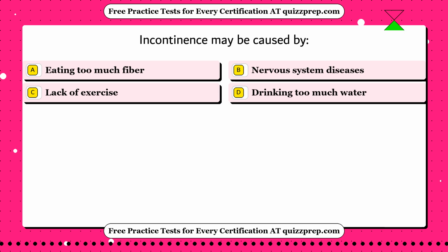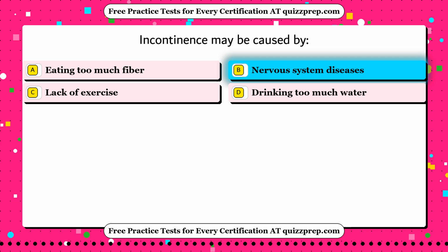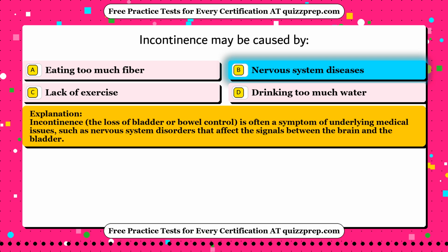Question 55. Incontinence may be caused by: Option A, eating too much fiber. Option B, nervous system diseases. Option C, lack of exercise. Option D, drinking too much water. The correct answer is option B, nervous system diseases. Incontinence, the loss of bladder or bowel control, is often a symptom of underlying medical issues, such as nervous system disorders that affect the signals between the brain and the bladder.